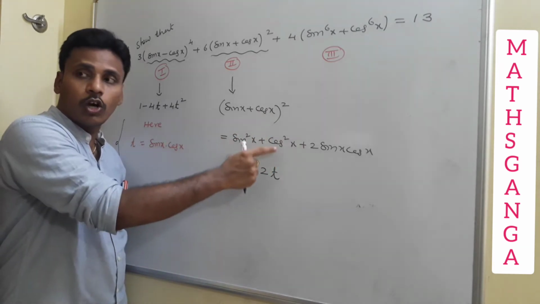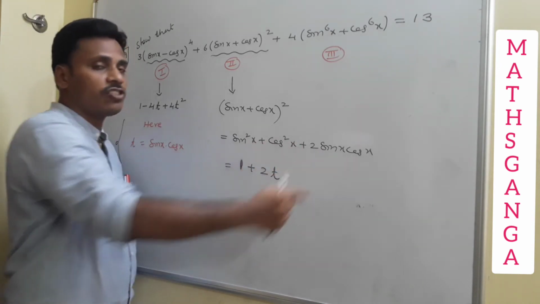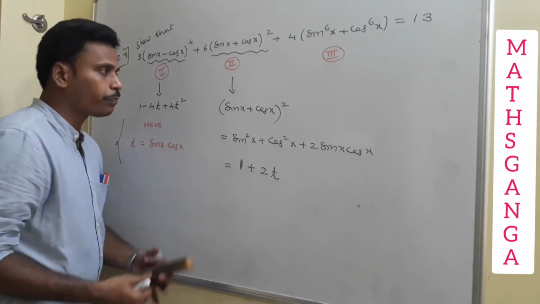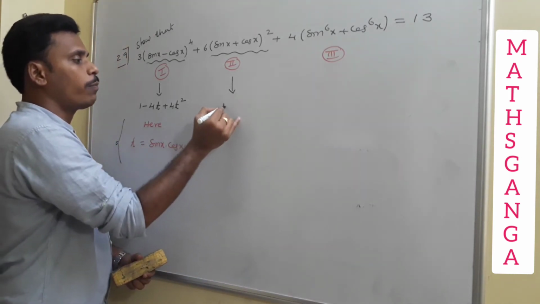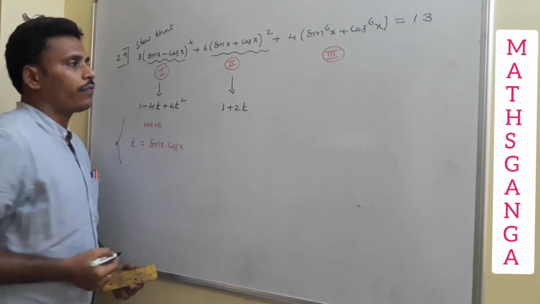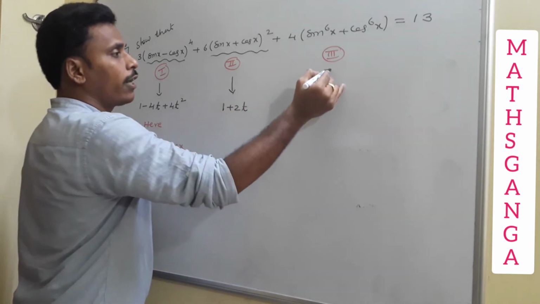Sin square x plus cos square x plus 2 sin x cos x. This is 1, and we let it be t. So this is 1 plus t. And your simplified value of the second expression is 1 plus 2t. There ends the second expression. And now we need to simplify the third one in terms of t.